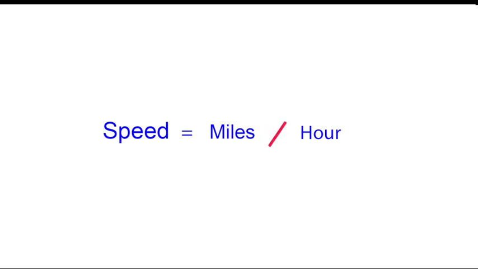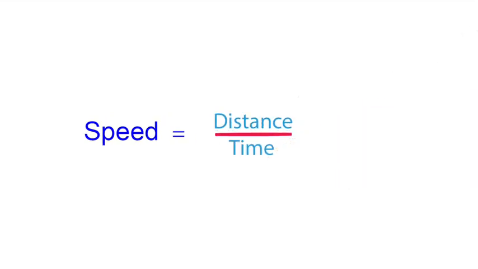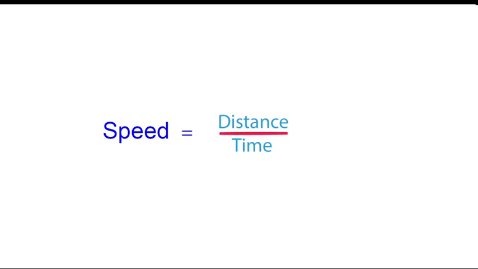Miles are associated with distance, so we'll change the miles to distance, and hour is associated with time, so we'll change the hour to time. Now push the word time down underneath distance with the line in between. And there's your equation. Speed equals distance over time, or distance divided by time.